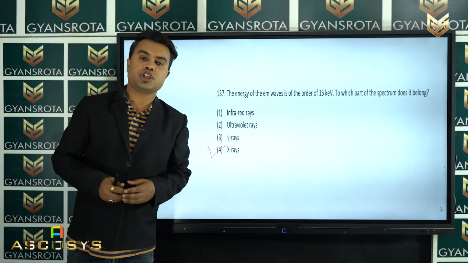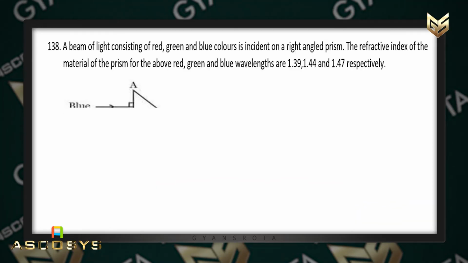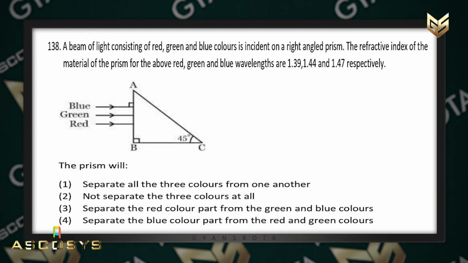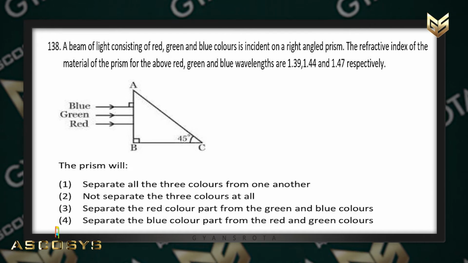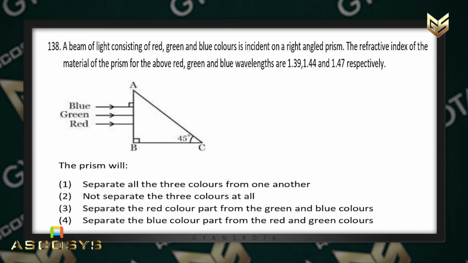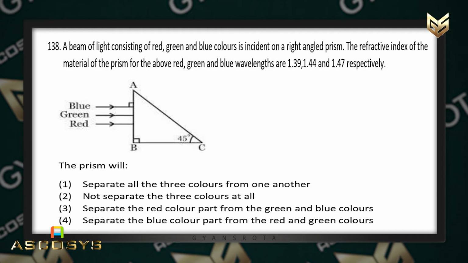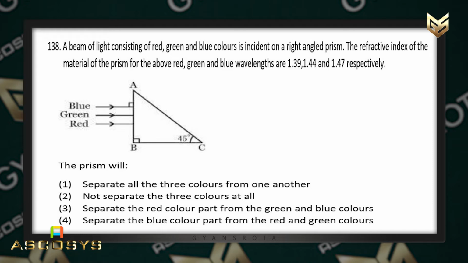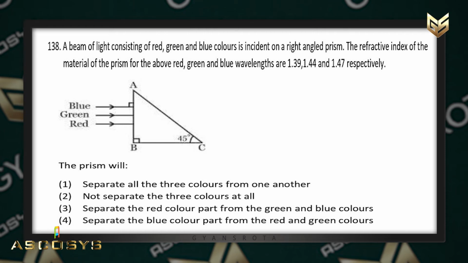So let us move to the next question, that is question number 138. A beam of light consisting of red, green and blue color is incident on a right angled prism. The refractive indices of the material of the prism for the red, green and blue wavelengths are 1.39, 1.44 and 1.47 respectively. The prism will: not separate the 3 colors at all, separate the red color part from the green and blue color, or separate the blue color part from the red and green color.